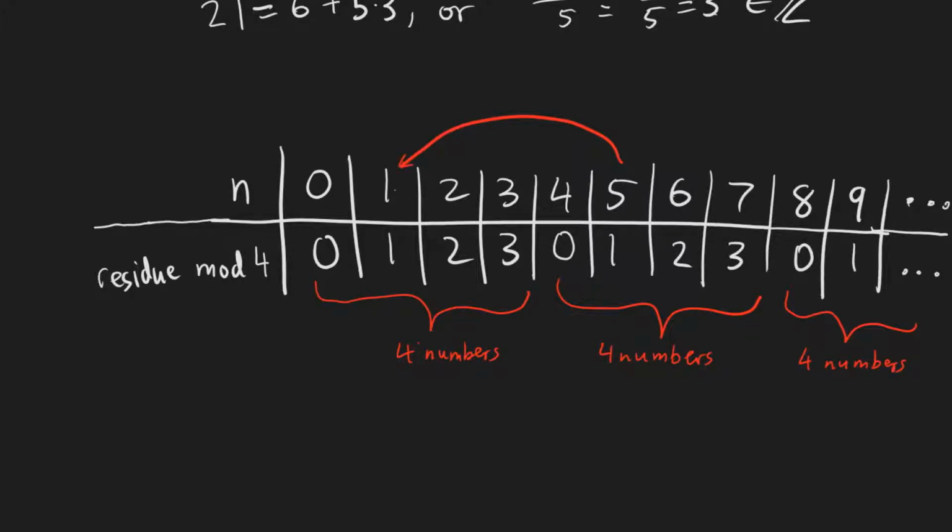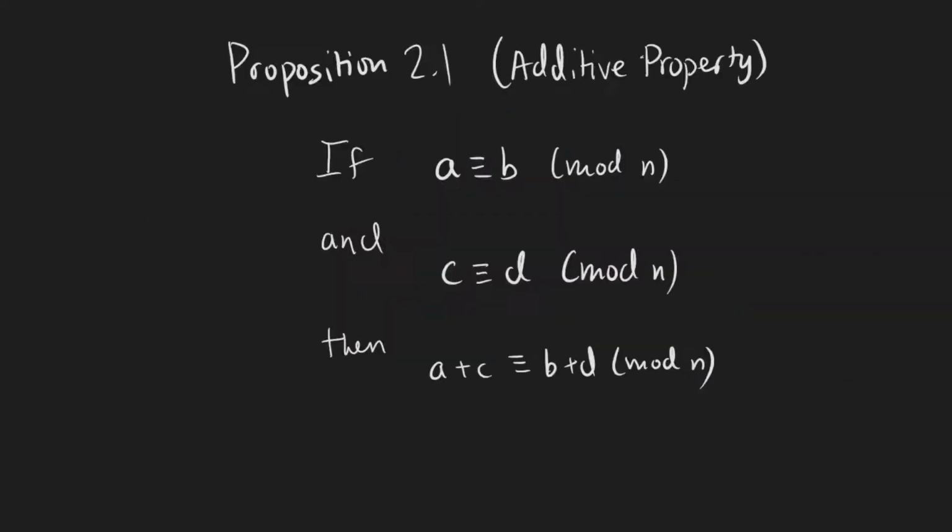Now that makes sense because if you had a number like 5, it has to have the same residue mod 4 as 5 minus 4. And 6 has to have the same residue as 6 minus 4, and so on. So your residues mod 4 are just going to be this block of 0, 1, 2, 3 repeated on and on and on.